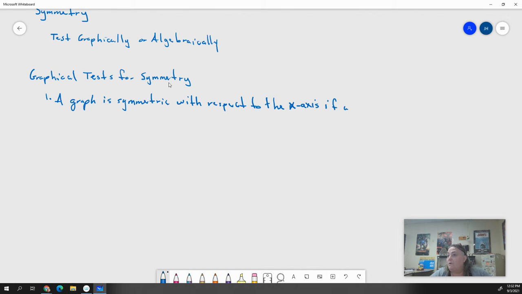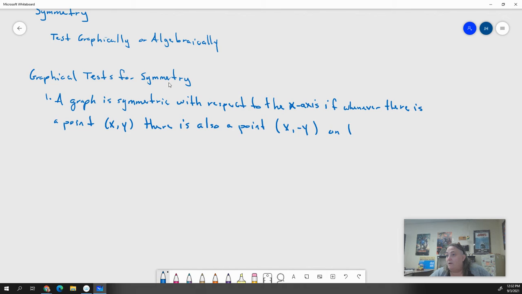If, whenever there is a point (x, y), there is also a point (x, -y) on the graph.